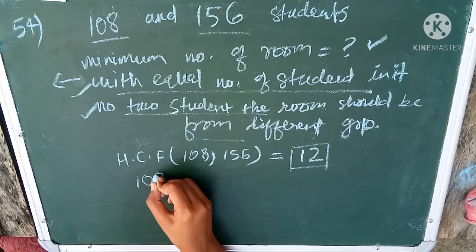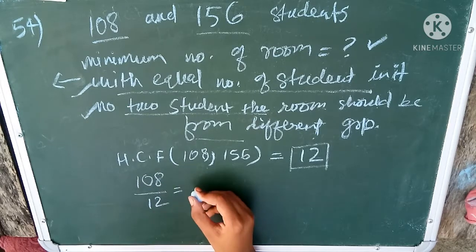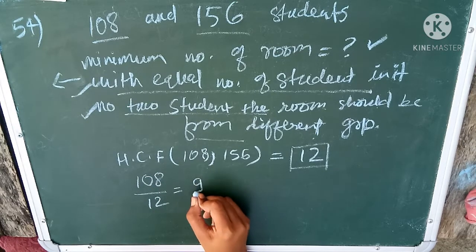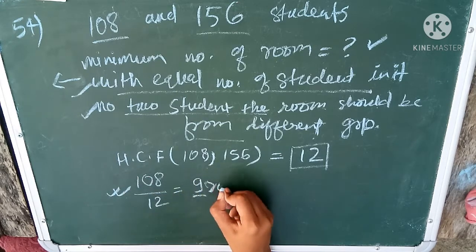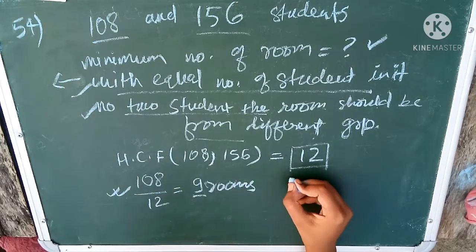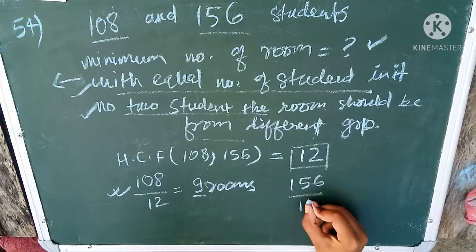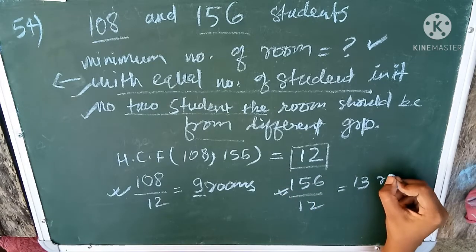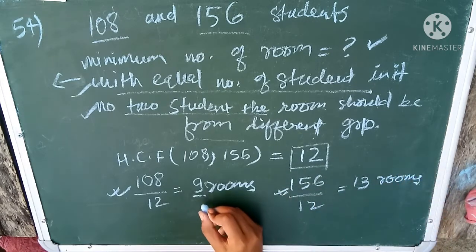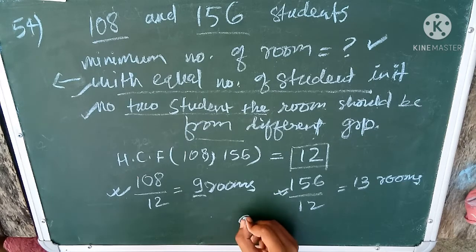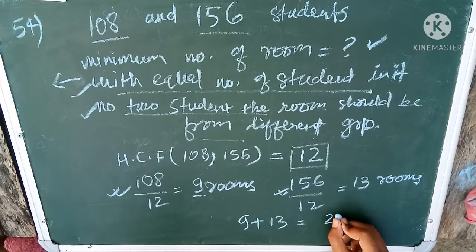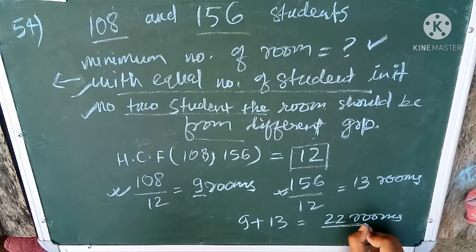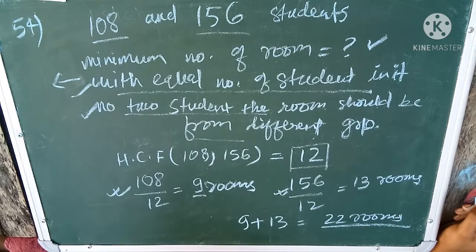Now the group of 108, if we divide by 12, we get 9, and for this group we need 9 rooms. And if we divide 156 by 12, we get 13, and for this group we have 13 rooms. So altogether we have 9 plus 13, that is 22 rooms. In every room we have 12 students, and no two students in the room are from different groups.